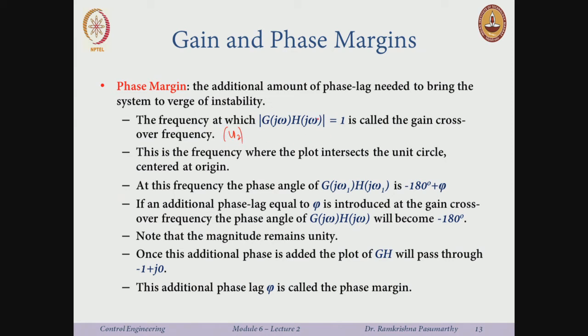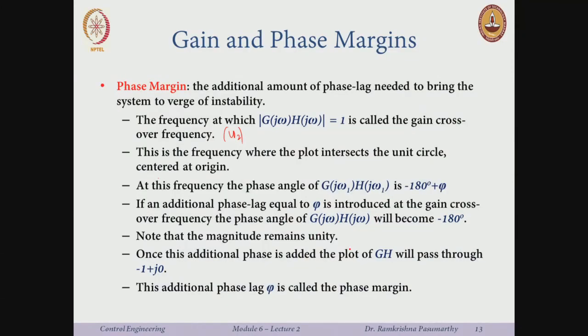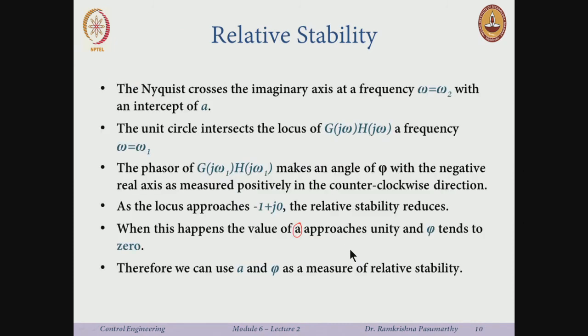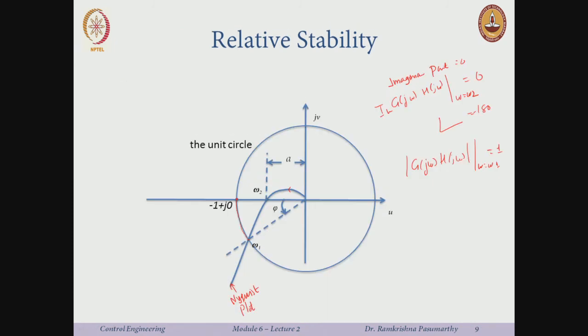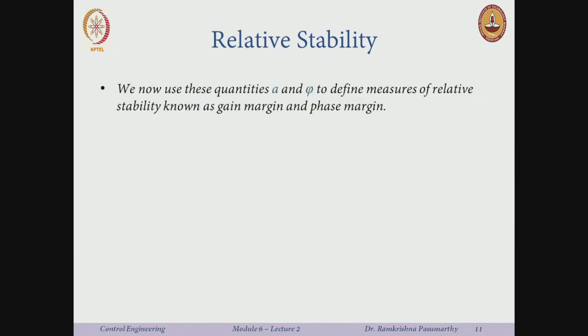How did we find this? Just by the intersection of the plot with the unit circle. So this is the frequency at which the plot intersects the unit circle. Of course, this unit circle is centered at the origin for obvious reasons, because we are just interested in -1 plus j0, and we want to pull the plot along that angle to the point -1 plus j0. And at this frequency, what is the phase angle? At this frequency, the phase angle, if you just measure, is 180 plus this phi.